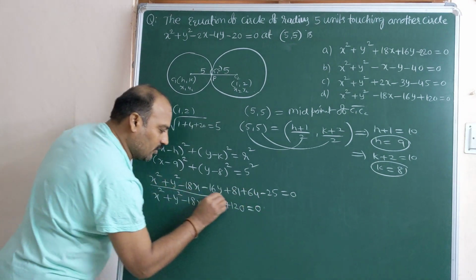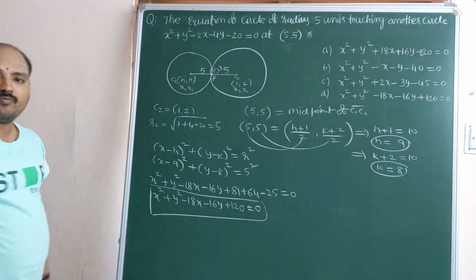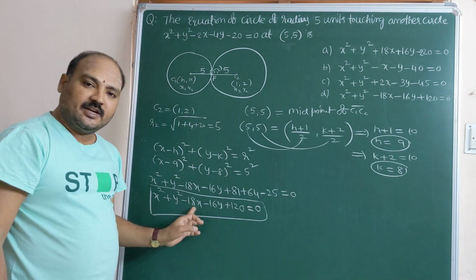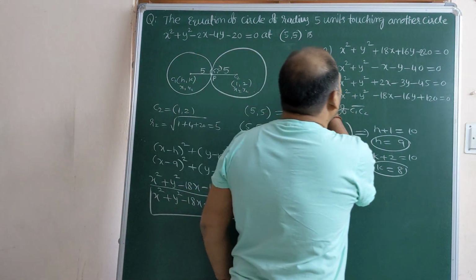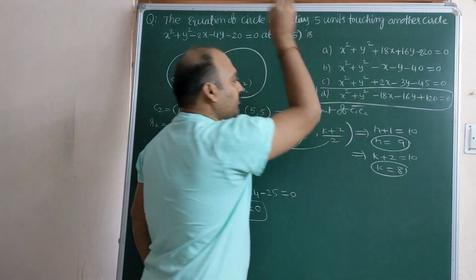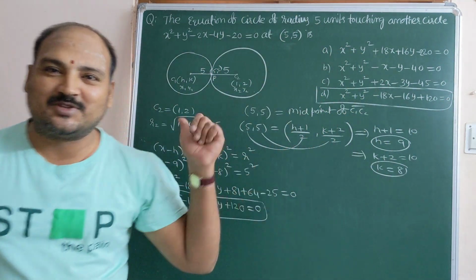So this is the required equation of circle, dear students: x square plus y square minus 18x minus 16y plus 120 equal to 0. It is there in the fourth option. We'll move on to the next question, dear students.